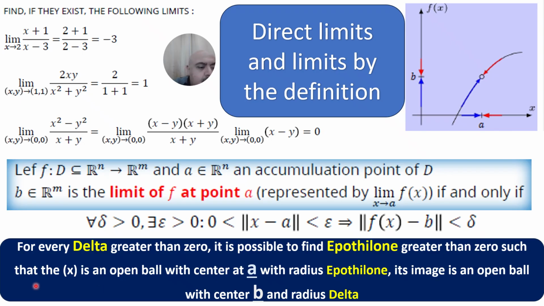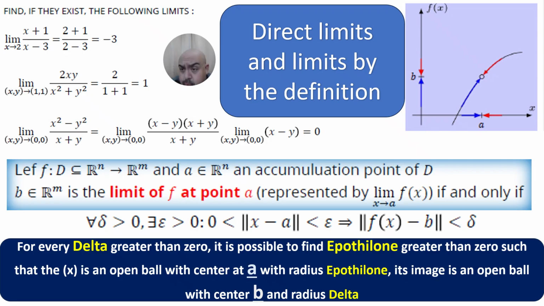Once more, I've written it for you in English. So for every delta greater than 0, there exists an epsilon greater than 0, such that x is in an open ball with center at A with radius epsilon. Its image is in an open ball with center B and radius delta. This is how to be sure that the limit of a function already exists.